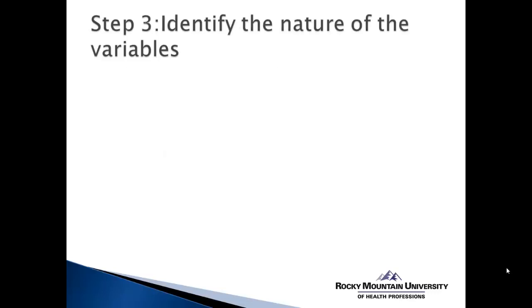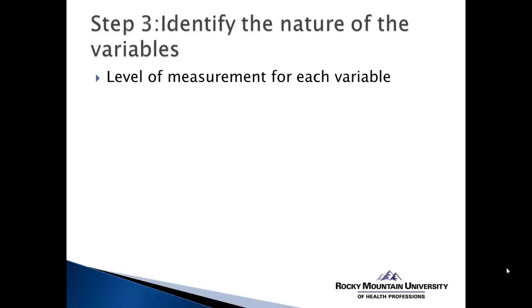Now the next step is to identify the nature of those variables. So we've kind of identified how many we're going to have, we've given them a definition, we have an understanding of what the typical or acceptable range would be for each of those variables. So we next need to determine the level of measurement for each variable.